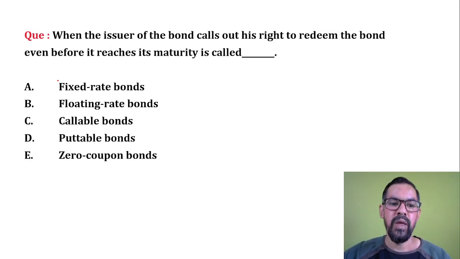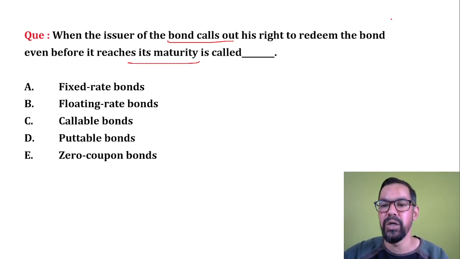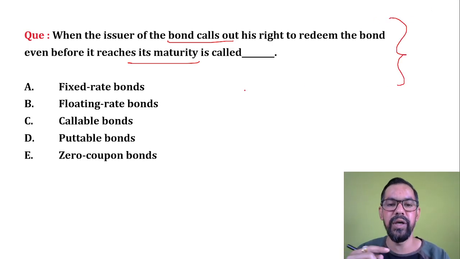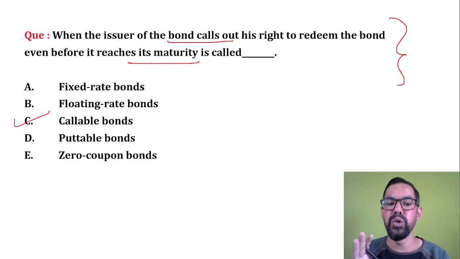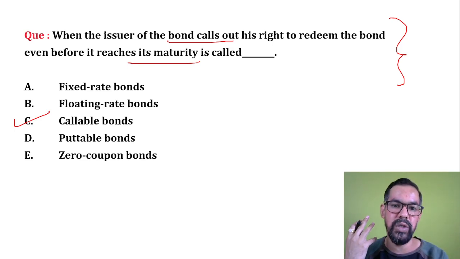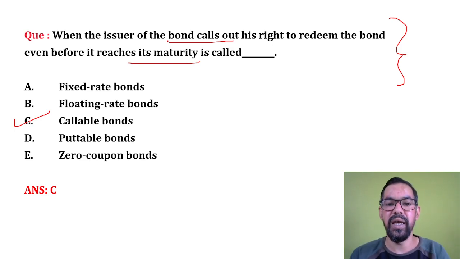Next one. When the issuer of the bond exercises his right to redeem the bond even before it reaches the maturity period, it is generally known as what? I already discussed optionability of bonds in our previous video, even in the fundamental video as well. We have two optionalities in the bond. One is callable. The right is reserved to the issuer of the bond, so they can call out that particular bond before maturity. Let's say the Government of India issues a bond for 15 years and they call out this particular bond in 10 years.